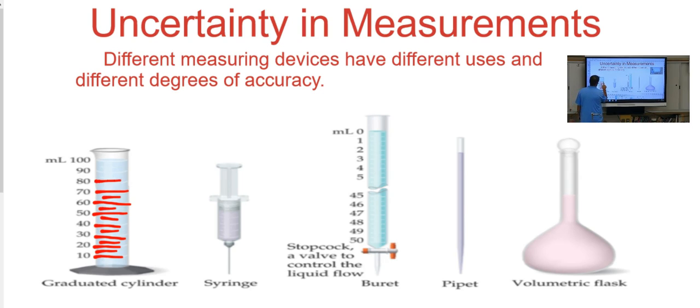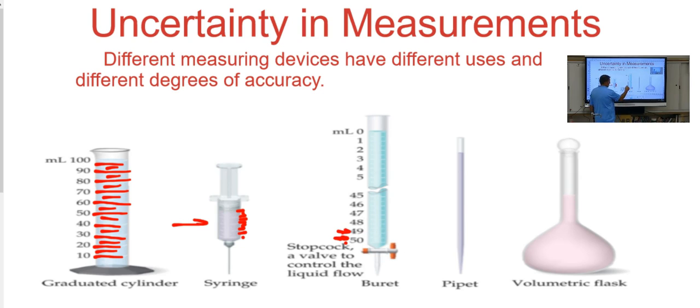So it's sort of accurate, but not extremely accurate. This syringe, it has graduations probably every 10th. So it's significantly more accurate than that graduated cylinder. This burette, it has a mark every 10th, all right? Not 10th, every 1st, it looks like.